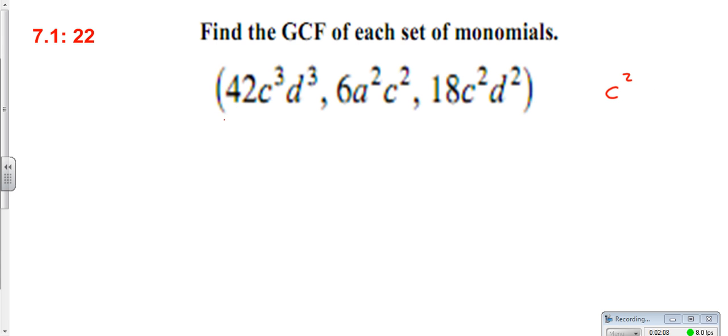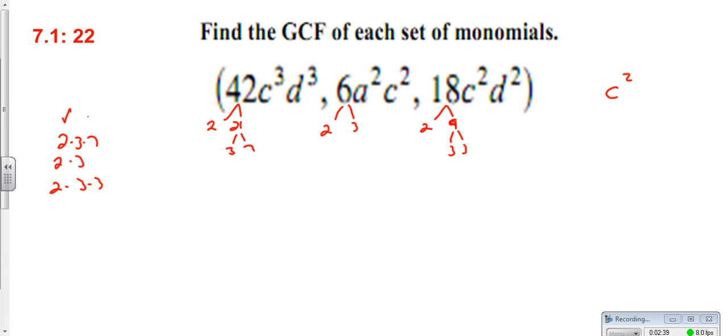They all have that, and they do not all have D's. So next is 42. So if you break that down, 2 and 21, 3 and 7, 6 is 2 and 3, 18 is 2 and 9, and 3 and 3. So if you write it out, we have 2 times 3 times 7, 2 times 3, 2 times 3 times 3. They all have a 2. They all have a 3. So 2 times 3 times c squared gives us 6c squared.